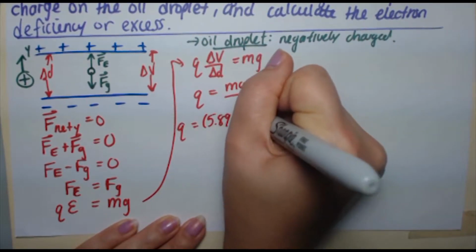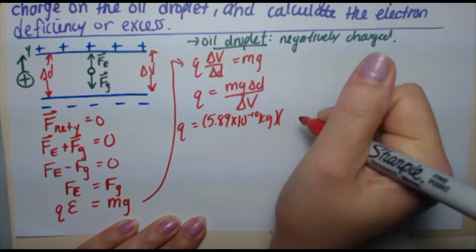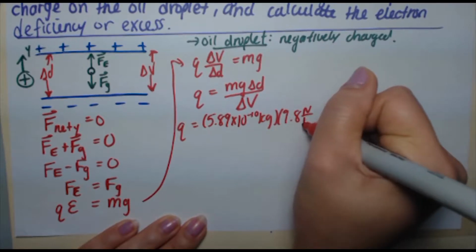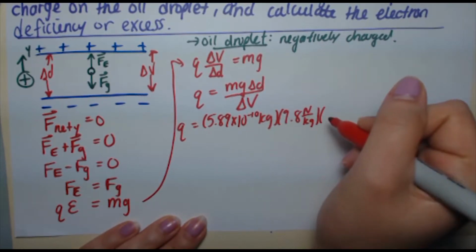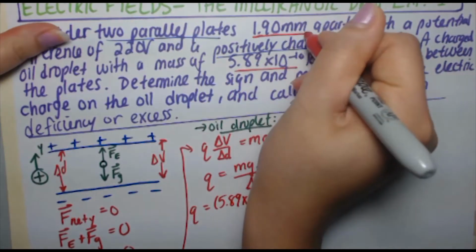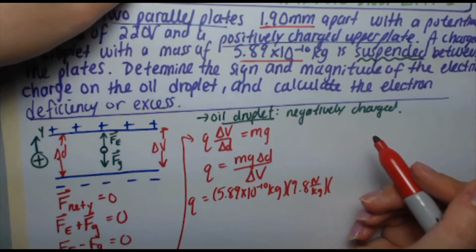5.89 times 10 to the minus 10 kilograms. g is my acceleration due to gravity, 9.8 newtons per coulomb. Delta d is the separation between the plates. In the question, I'm told that they are 1.90 millimeters apart.